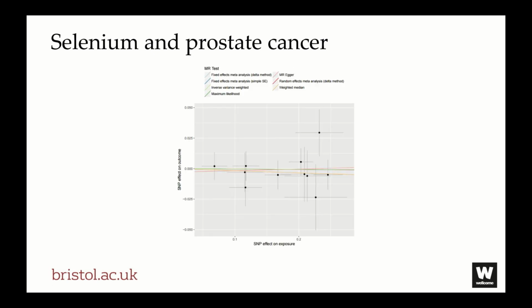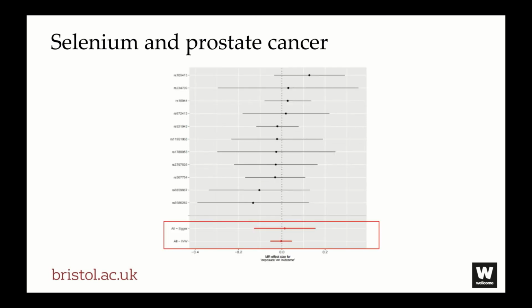So that's what MR-base does. And this is that same scatter plot that I showed earlier. You have the SNP-exposure association on the x-axis and the SNP-outcome association on the y-axis, with lots of different methods that you can now use in MR-base and in Mendelian randomization methodology. There's no real evidence of an effect. It's pretty flat.